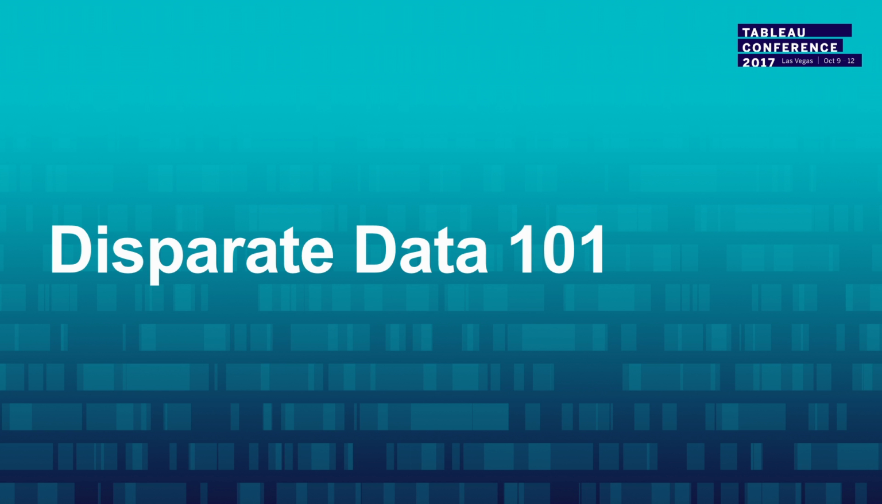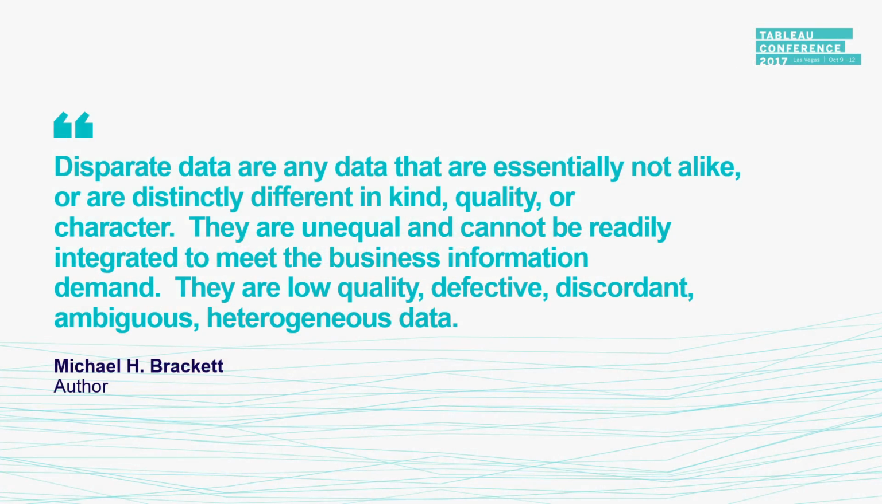And I think depending on who you ask, you're going to get a lot of different answers. But from what I've seen over the past 4 or 5 years, disparate data isn't the standard market definition of what disparate data is. And that is: disparate data are any data that are essentially not alike or distinctly different in kind, quality, or character, and they're unequal, cannot be readily integrated to meet the business information demand, and they're often low quality, defective, discordant, ambiguous, heterogeneous data. Michael Brackett said that. He's authored a few books and co-authored a lot of big data books as well. So when people talk about disparate data, if you look it up, this is disparate data. But the reality is, I think it's something different than that.